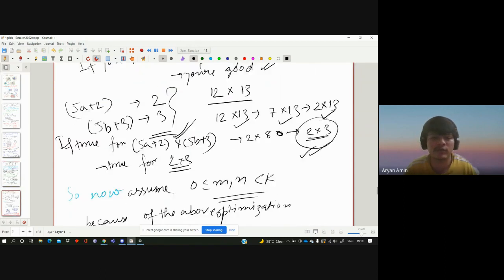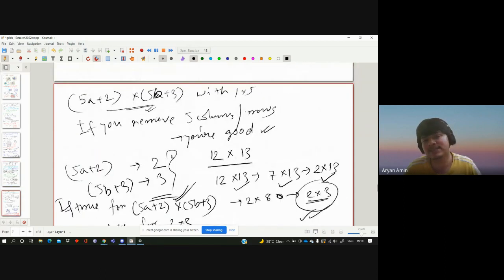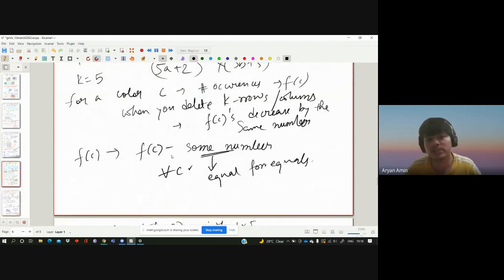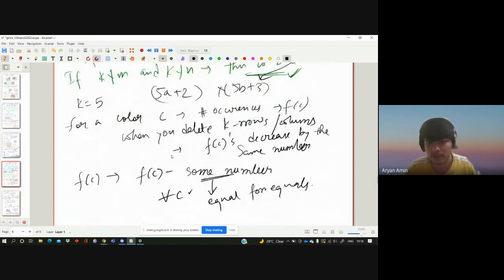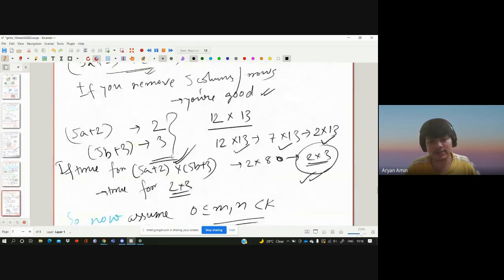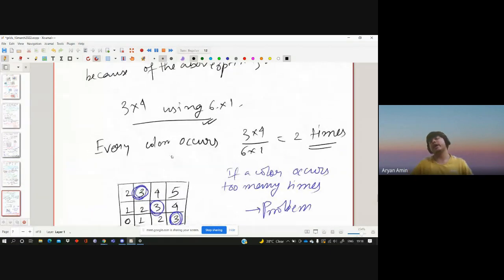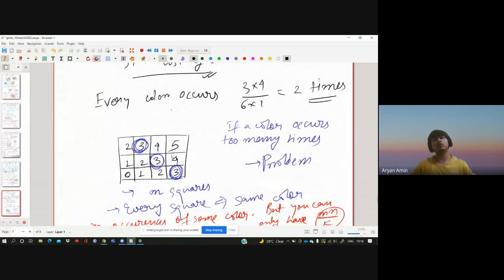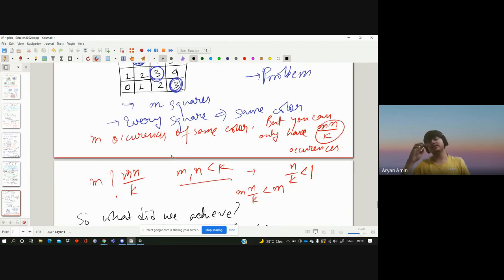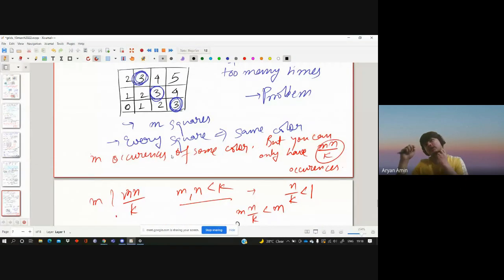So what we now assumed was that m comma n are less than k. So we started with a general m and n and reduced them to their remainders mod k. So now if you look at the rightmost cell and the diagonal coming through it, every cell on the diagonal must contain the same color. Why is this true? Because of modulo values. Once again, you can just write it out and check it. And then you'll see that you have m occurrences of some color, right?